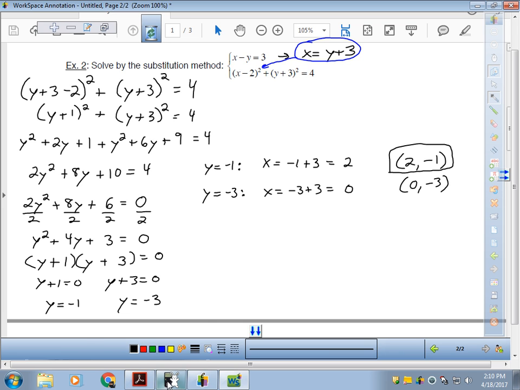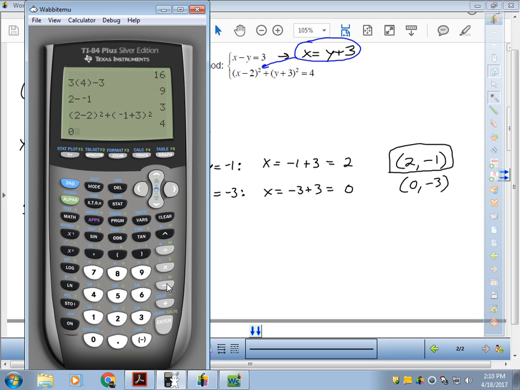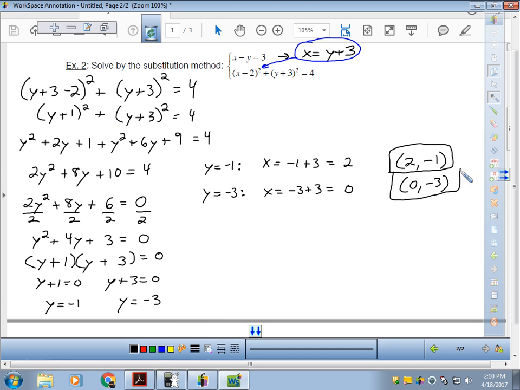Check the other one. 0 minus negative 3 gives us 3, so that's fine. Plug it in the bottom one. (0 minus 2) squared plus (negative 3 plus 3) squared. We get 4, and that's what we're supposed to get. So that bottom one is good too. So in the system, we end up with 2 possible solutions. Both were valid, and that is perfectly okay.